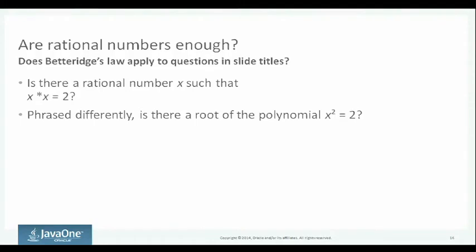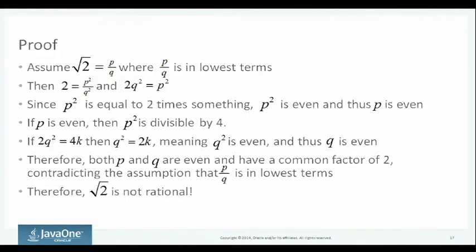Is there a rational number such that when you multiply it by itself, you get back 2? If we were going to express that as a polynomial, we'd say, is there a root of the polynomial x squared equals 2? Here's a little proof that it's not. All right, so let's assume the square root of 2 is some rational number. That means it's some p over q, and of course, p over q has to be in lowest terms.